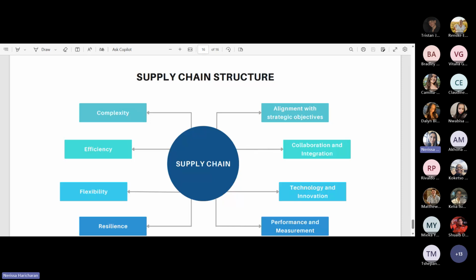You have collaboration and integration, and this is between all your various functions and your different stakeholders in the business, from supplier, manufacturer, distributor, retailer, customer. Tech and innovation, so using technology and innovation to have better supply chain visibility and transparency so that you have a more efficient supply chain, whether it's AI, data analytics, Internet of Things, Industry 4.0, all of those wonderful things that make your supply chain work a lot more efficiently.